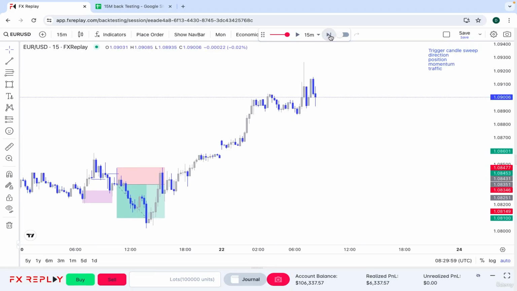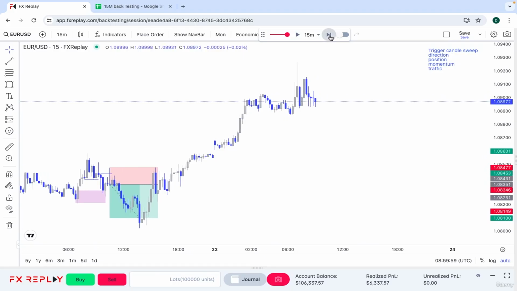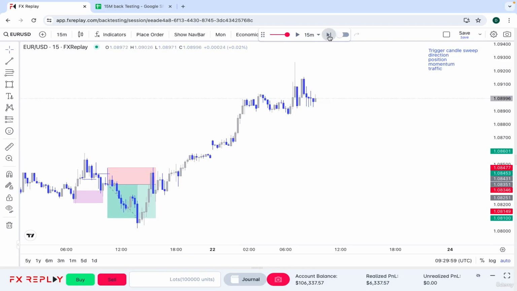Price is starting to move a bit better now. We're actually getting some direction rather than just choppy sideways action.